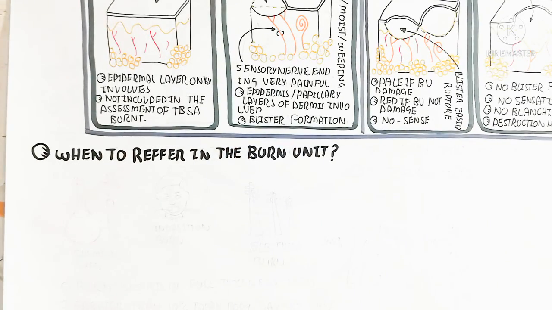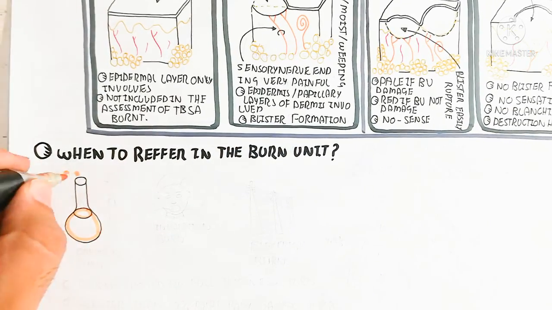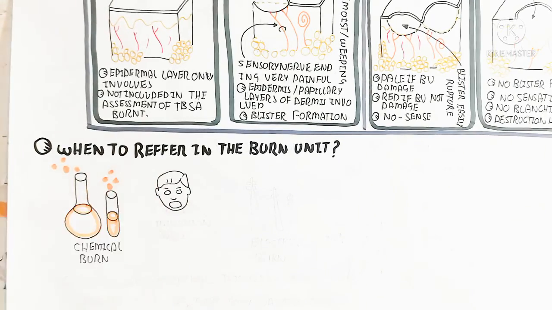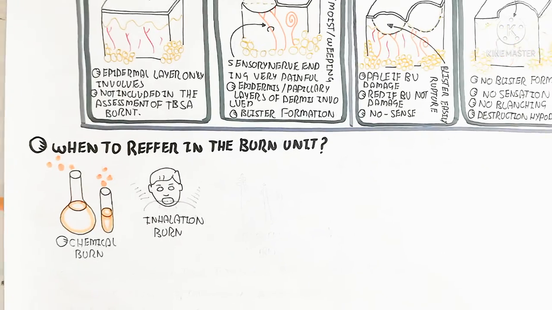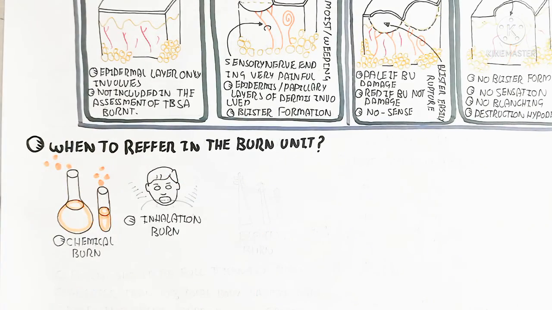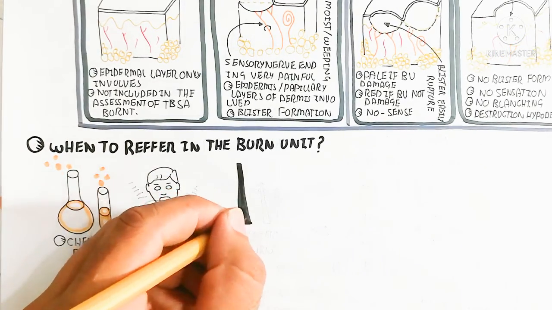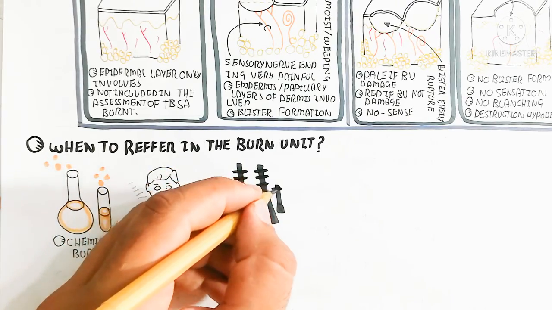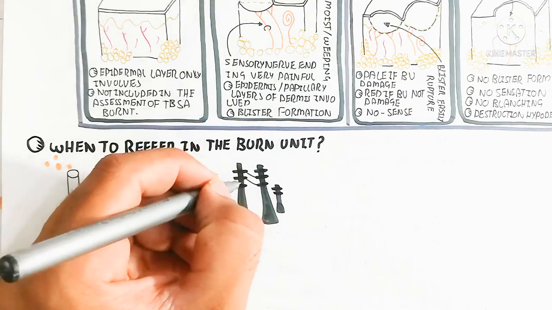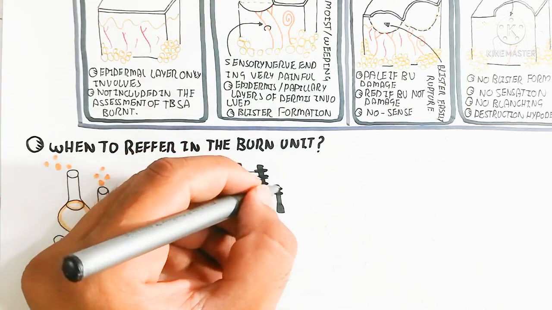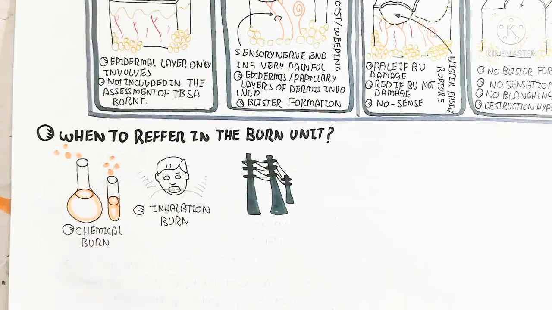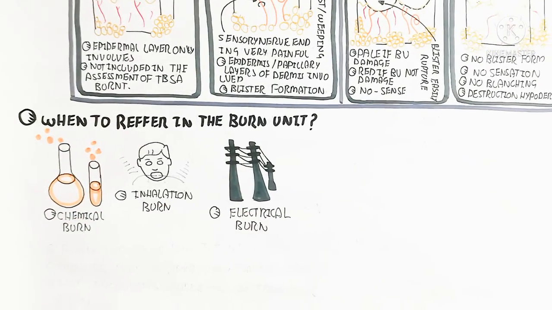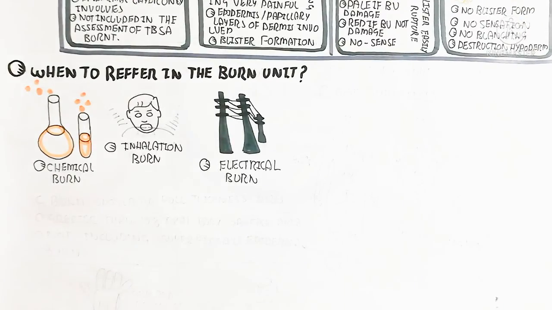Let's begin to understand when to refer to the burn unit. A major burn due to chemical burn, inhalation burn, or electrical burn is a severe burn that will lead to referral to the burn unit. But the important thing you need to understand is that the burn should be a full thickness burn, not a partial thickness burn or superficial burn.